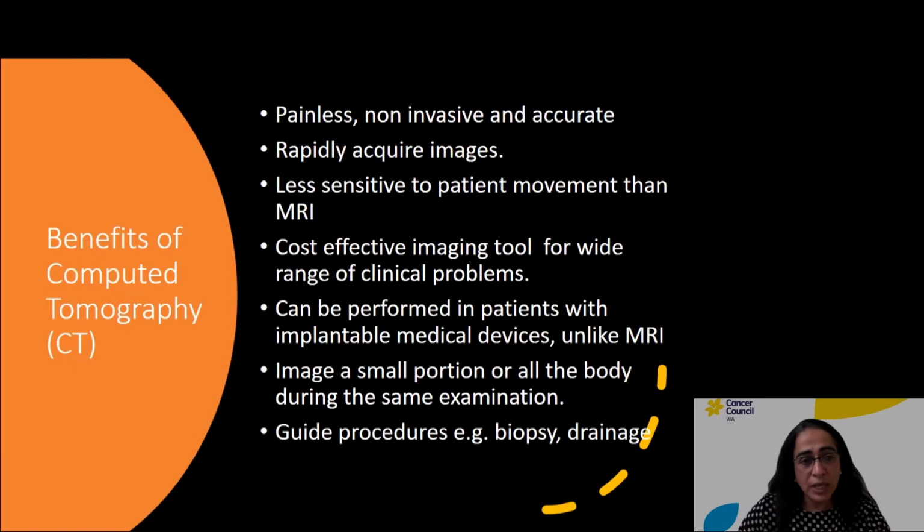Various studies have shown that CT is quite beneficial. CT's main strength is that it is quite accurate. It's painless and non-invasive. It acquires images quite rapidly, so it's less sensitive to patient movement in comparison to MRI. It is cost effective for a wide range of clinical problems. It can be performed in patients with implantable medical devices, unlike MRI, where they may be contraindicated. It can image a small portion or the whole of the body during the same examination.